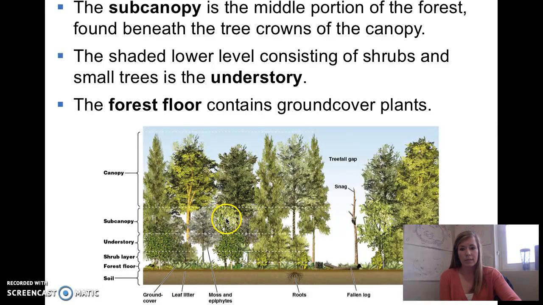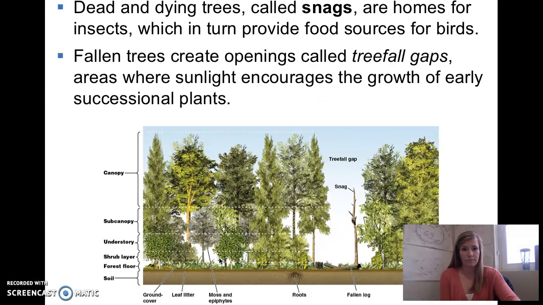Then beneath the canopy is the subcanopy, which is the middle portion of the forest, found beneath the tree crowns of the canopy. And then we have the understory, which is the lower layer consisting of shrubs and small trees, and then the forest floor. So animals live in all of them. They're going to eat the fruit and the leaves of the upper layers, and then they'll eat bark, branches, and trunks of trees, or the smaller other plants like vines, lichens, and mosses that grow on the trees.